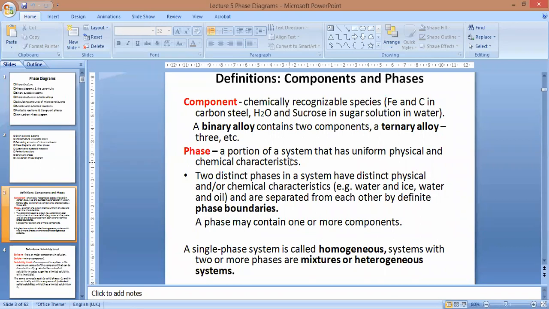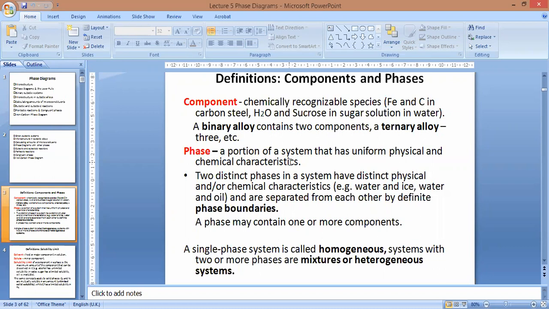Then we come to what a phase is. So a phase is a portion of a system that has uniform physical and chemical properties. So for example, there's a case where there are 2 distinct phases in a system, for example, water and ice. So water is a phase, a liquid phase, while ice is a separate phase on its own, a solid phase of water. So the 2 are different.